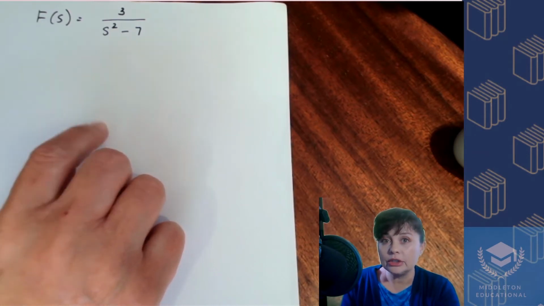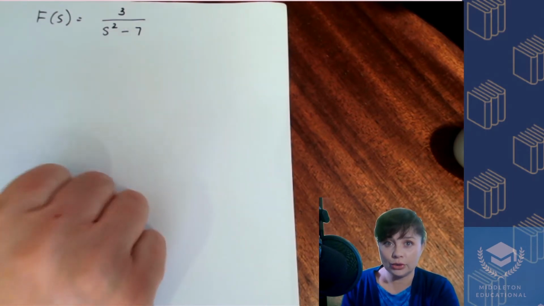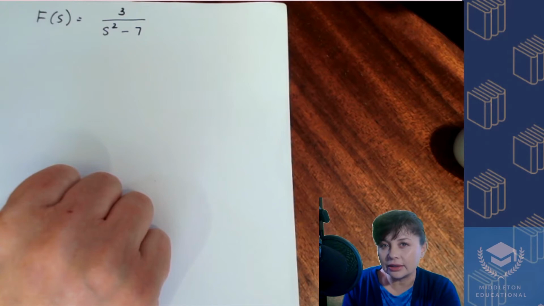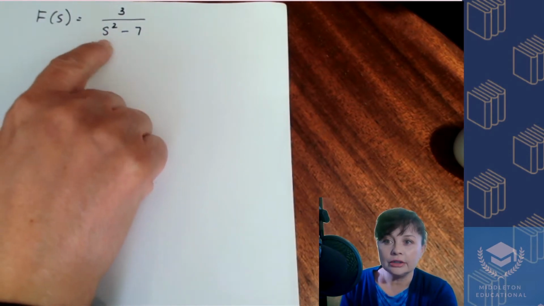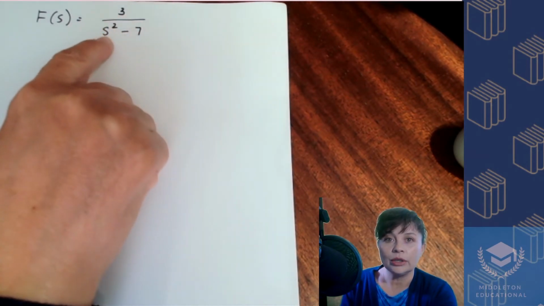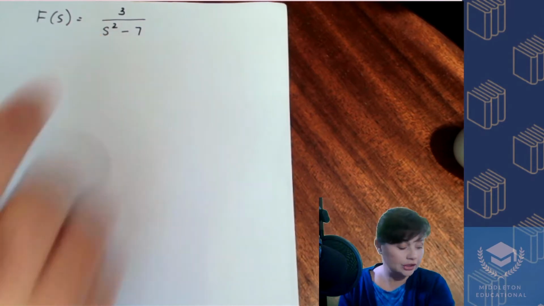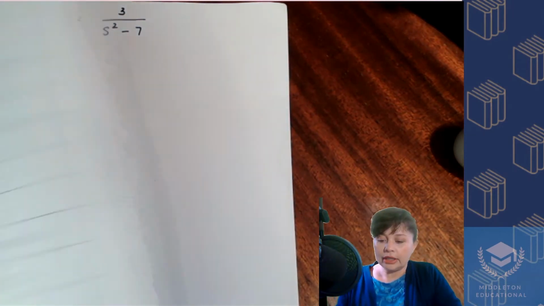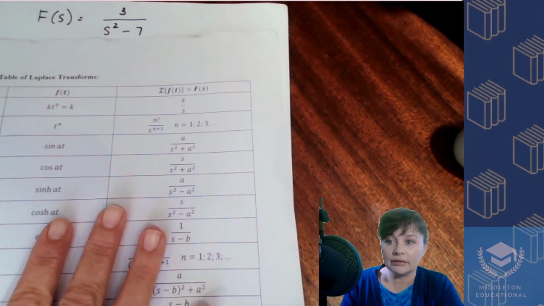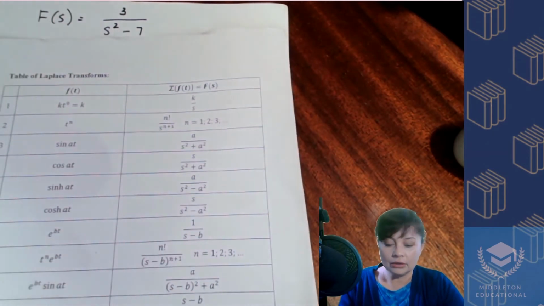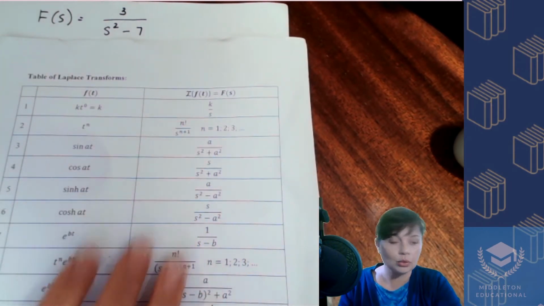Now remember, we need to have some kind of strategy when you find your inverse, otherwise you end up going in circles. So we start with our denominator. You're going to look at your denominator and see whether you can find the form of that denominator on your formula sheet. So if we look at our formula sheet here, we need to find s squared minus 7. Now I've just rewritten this so that you can see it a bit clearer, because this is a little bit small for you.